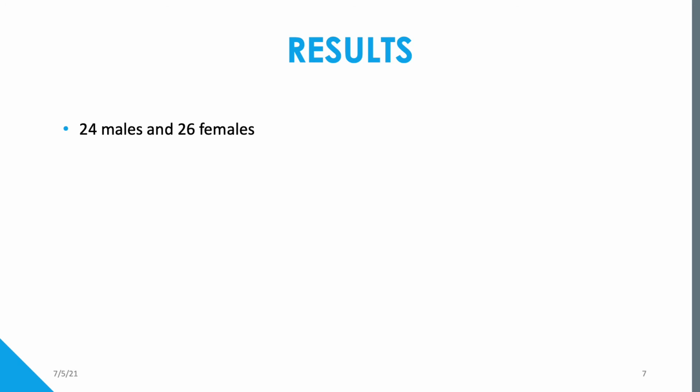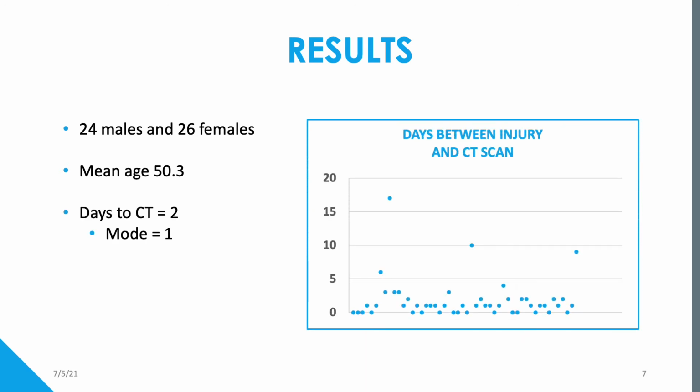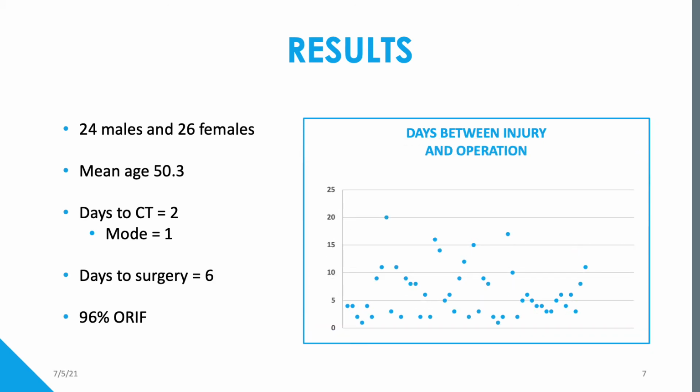The results. There were 24 males and 26 females with a mean age of 50. The most common number of days to wait for a CT scan was 1, with the average being 2. The delay to surgery was 6 days, and the spread is seen here on this graph, and 96% of patients had an open reduction and internal fixation.